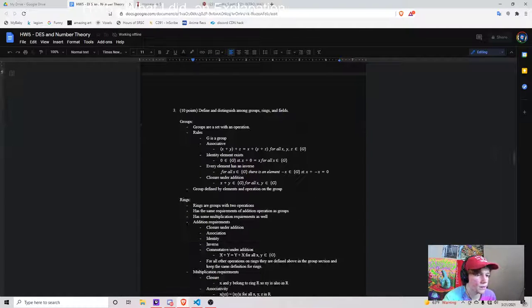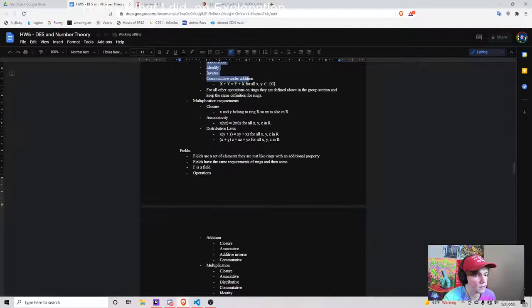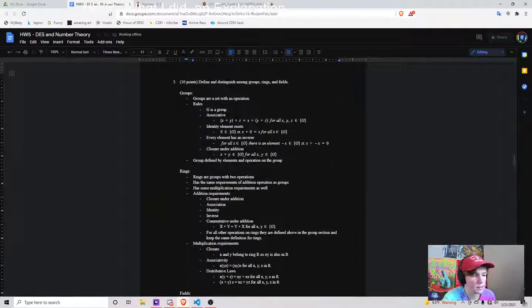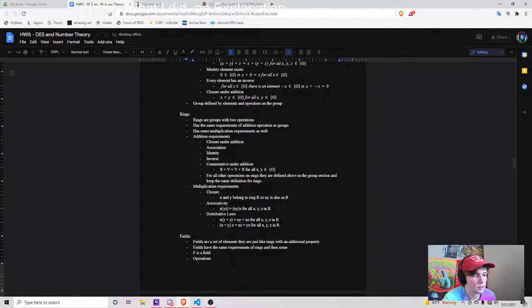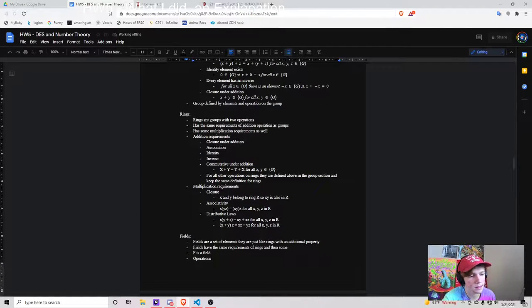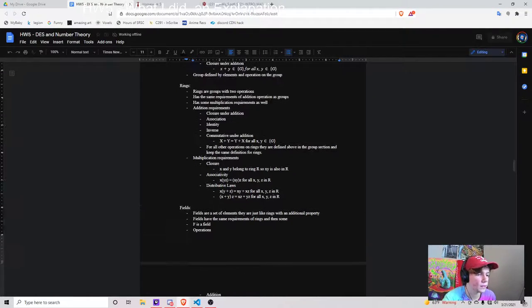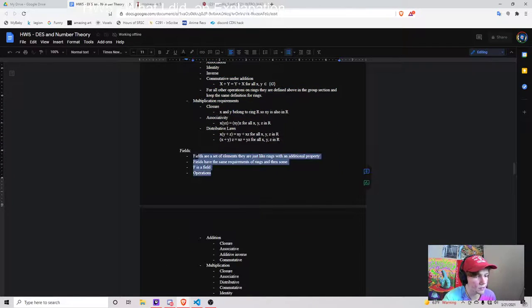Okay. So moving on to part 3, define and distinguish among groups, rings, and fields. This one is pretty basic. Essentially, you just need to get properties of groups, rings, and fields. The general relationship between the three is rings are groups and rings, fields are rings and groups and fields, while groups are only groups. Similar to geometry, where a rectangle cannot be a square, but a square is a rectangle. It's a one-way relationship. You'll see that the ring is an expansion of the group, and the field is a further expansion of the ring.